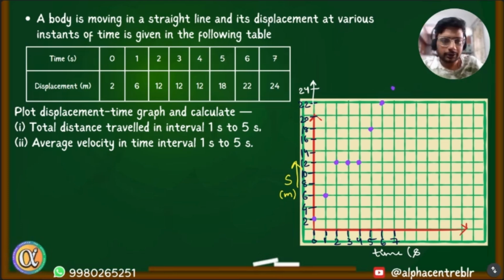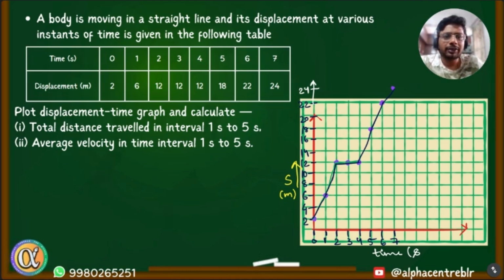Okay, let's connect these dots with a line. So the line is not exactly going up, is what I understand. Sometimes it is going up, but sometimes it also becomes horizontal and flat. What does that tell you about the motion?